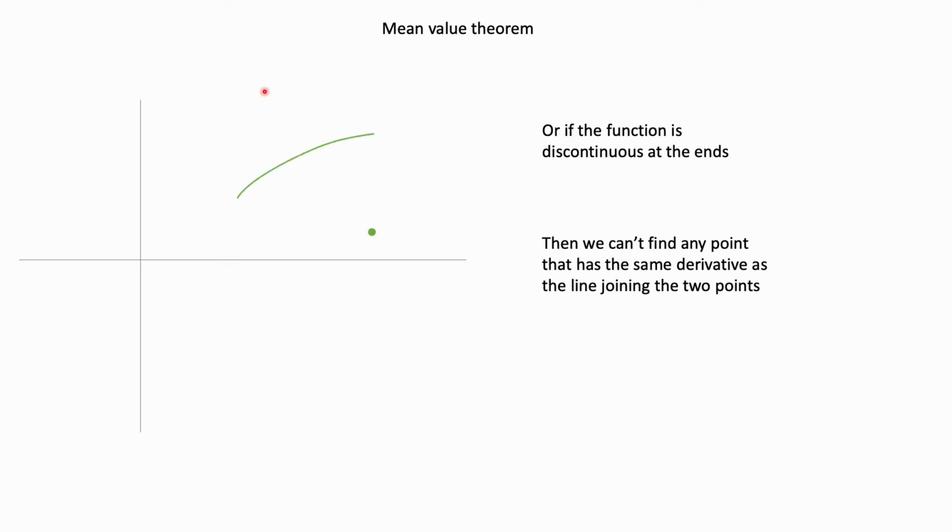Another case where this will break down is if you have this function, but then at the end point, the value is over here, so it's discontinuous at the end. If you make a line joining the first point and the last point, clearly this slope is negative. And you can see that on this curve there's no point at all where the slope is negative. So everything breaks down, and you have to consider only certain kinds of functions.